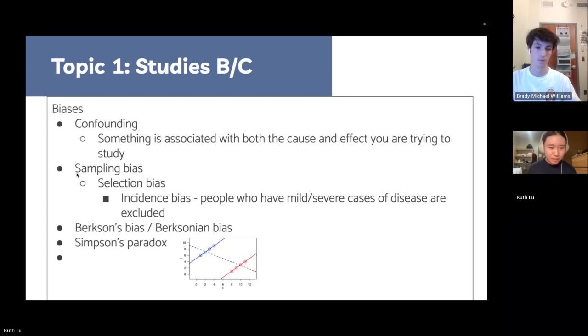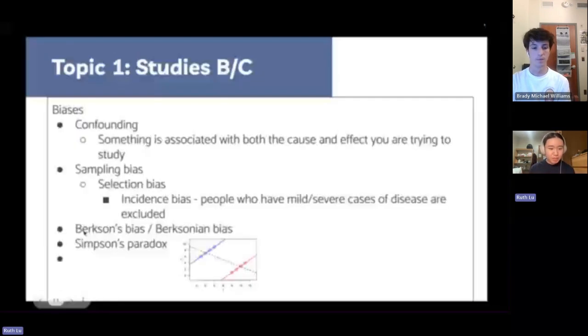Next is sampling bias, and one form of this is selection bias. Sampling bias just means there's an issue where you pick the cases in a biased way. One example is incidence bias, which is when people who have very mild or severe cases of a disease are excluded from the study. If they're super sick, on the brink of death, you don't include them, or if they barely have any symptoms, you don't include them. You're taking a very sampled section of people who have the disease.